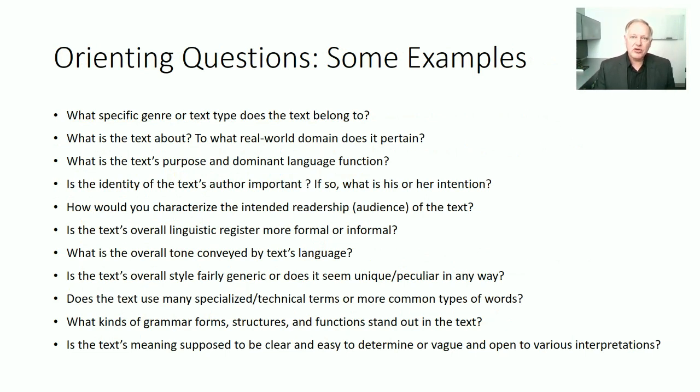So to focus a little bit more closely on those orienting questions, here are some examples. I've got the source text in front of me. I'm performing this sort of simultaneous interpretation and analysis of the source text. I should be asking myself questions like these. What specific genre or text type does this text belong to? What's it about? To what real-world domain does it pertain? Education, science, art, literature, business, technology, healthcare. What's the text's purpose and dominant language function? We'll talk about more of the language functions in a minute. Is the identity of the author important? Is it a famous author, or is it more of a generic corporate author? What's the author's intention, if that's important?